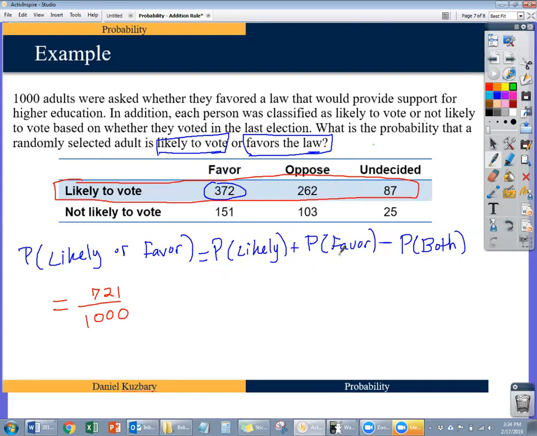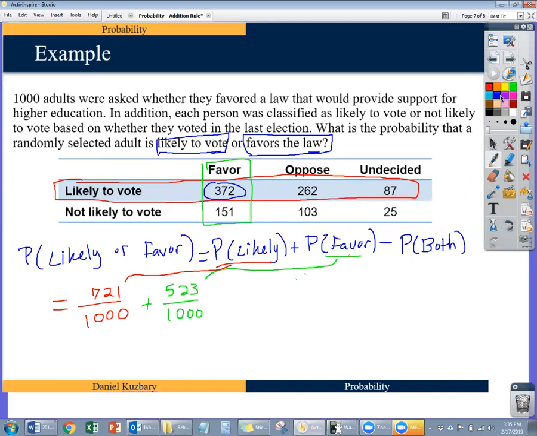And then I want to find the probability that you favor the law. These people favor the law and these people favor the law. So we're talking about the 2 numbers in this column that favor the law. I'm going to add those 2 together, the 372 plus 151, and I get 523 over 1,000. So that's the probability that you favor the law. That's this thing right here, and this is this thing, if you're following along.